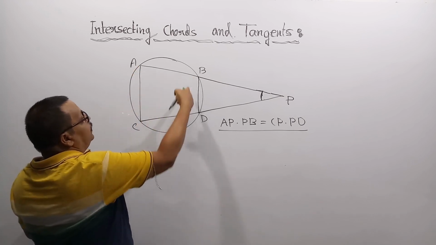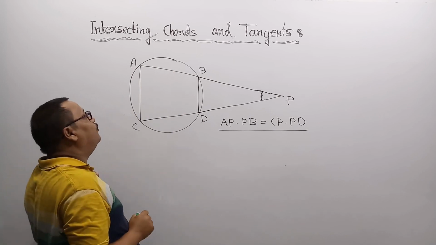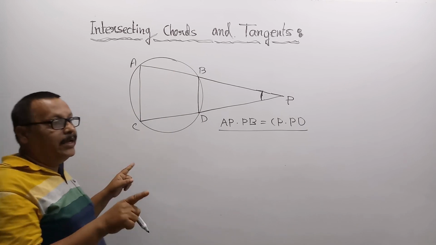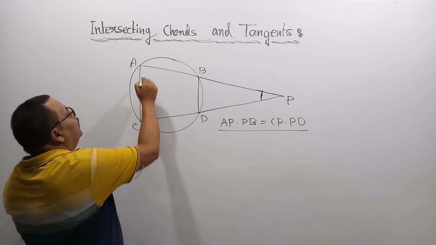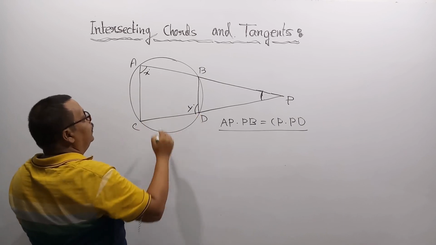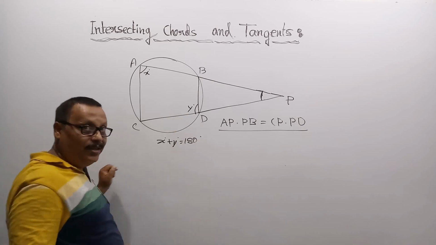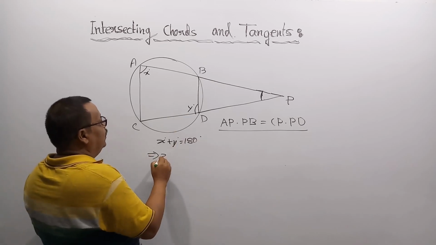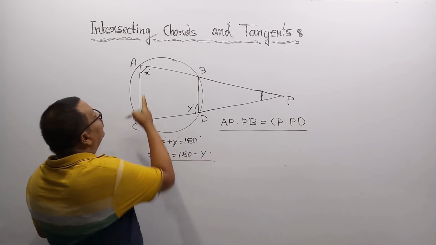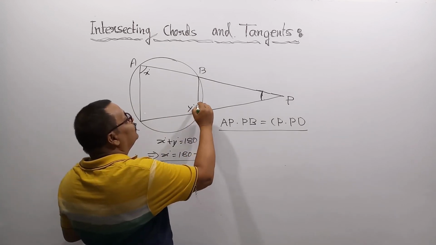Here ABCD is a cyclic quadrilateral. Clear? Right? Cyclic quadrilateral. For a cyclic quadrilateral, there is a property. The opposite angles are supplementary. That is, if you consider this angle is x degree and this angle is y degree, then x plus y equal to what? 180. Right? This implies what? x equal to 180 minus y. And yes, I think you got the answer.